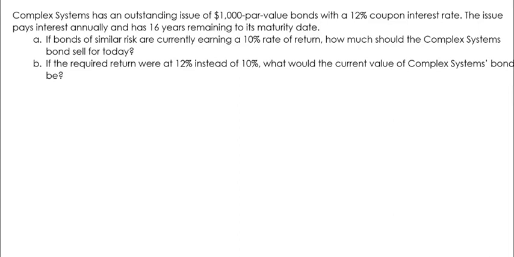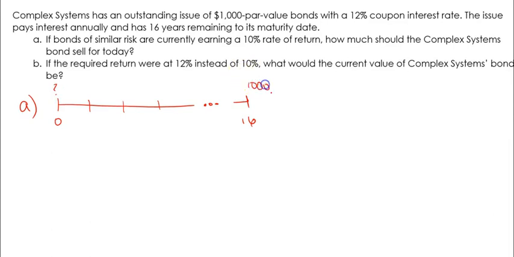Okay, so this bond has a $1,000 par value, 12% coupon rate, has 16 years till maturity, and the current market rate of return is 10%. So bonds of similar level of risk are earning 10%. So A. Let's first put this on a timeline. This bond has 16 years until maturity, and we want to know how much it should be priced for today.